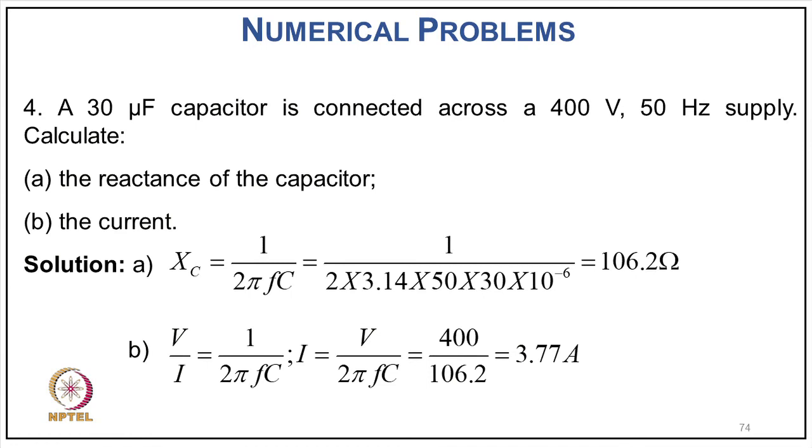So, coming to example 4: a 30 microfarad capacitor is connected across a 400 volt, 50 hertz supply. Calculate the reactance of the capacitor and the current in the capacitor. So, X_C equal to 1 upon 2 pi f C, that is 2 into 3.14 into 50 into 30 into 10 power minus 6, converting microfarad into farad, and that becomes 106.2 ohm. Now we can find the current, since V upon I is 1 upon 2 pi f C, so the current is 400 divided by 106.2, that is 3.766 ampere.